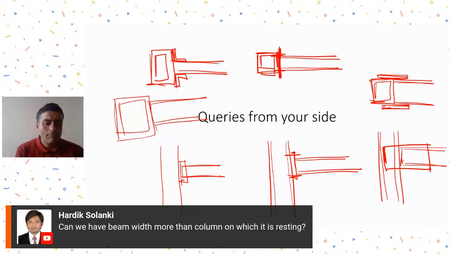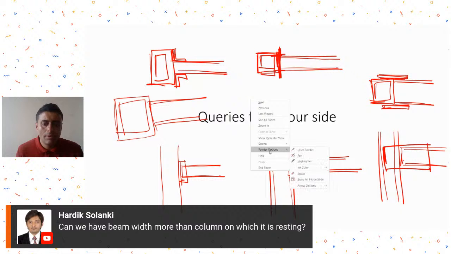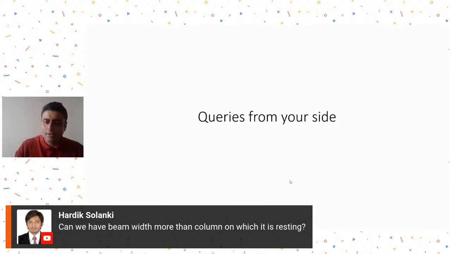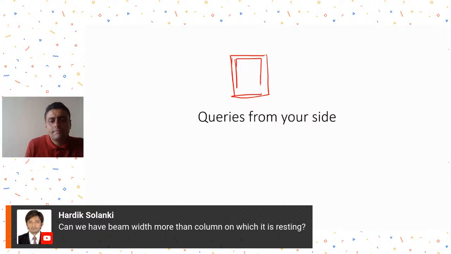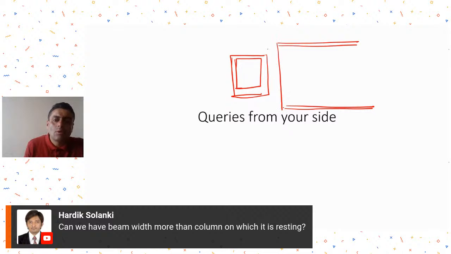Hardik is asking, can we have beam width more than column on which it is resting? Yeah, you can have that. Yes, you can have that. So let me just show you how you may be able to develop a connection for that. So I'll just continue with the same hollow section case. I'm showing the plan view. So let's say this is my column in plan, and let's say this is my beam in plan again, and you will notice that the beam width is larger than the column width. So how to connect it?